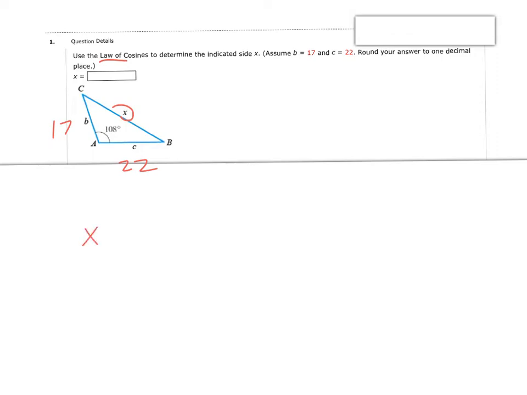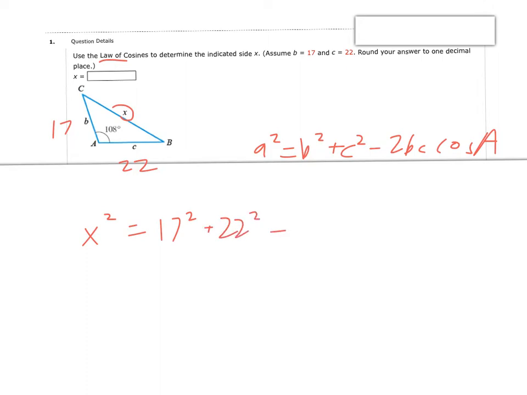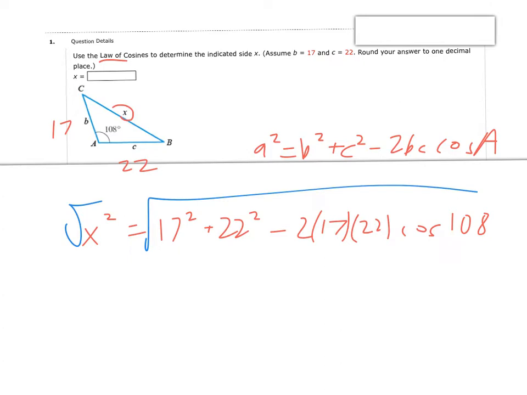And so what I'm going to say is x squared equals, and then I'm just going to follow the formula here that a squared equals b squared plus c squared minus 2bc times cosine of big A. So it's going to be the other two sides squared, minus 2 times 17 times 22 times the cosine of 108. Since we know everything on the right-hand side, we're just going to square root both sides. I'm just going to type it into the calculator all in one step.